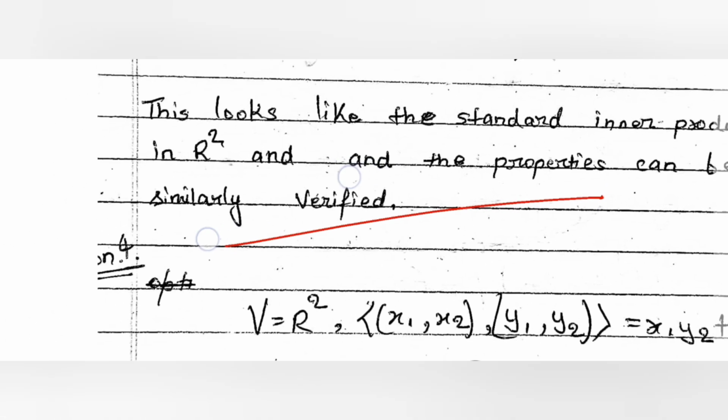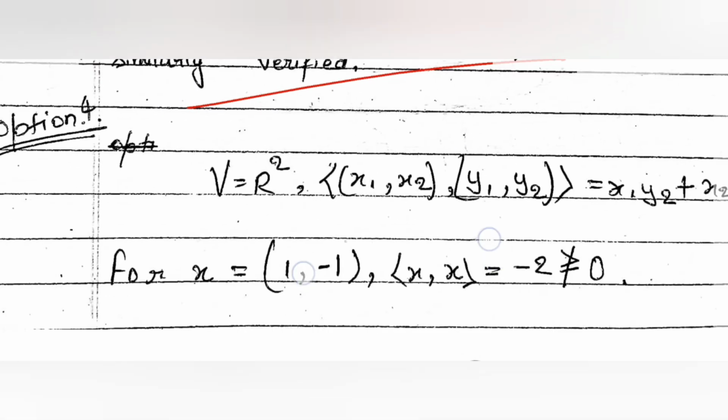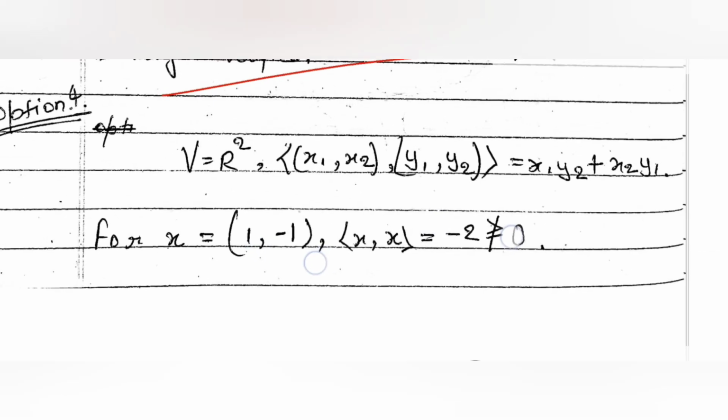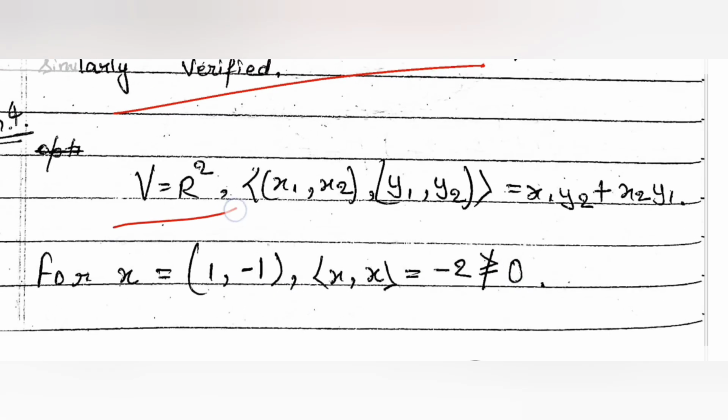So now let's have a look at option number 4. Here we have V equal to R squared, where the inner product of (x1, x2) and (y1, y2) is equal to x1 y2 plus x2 y1. For x equal to (1, minus 1), the inner product of x and x is equal to minus 2, that is not greater than or equal to 0.